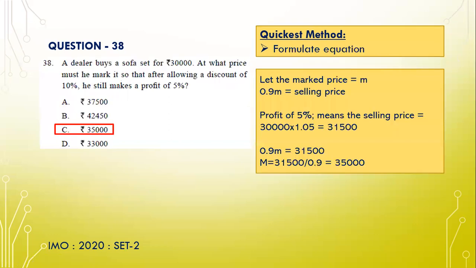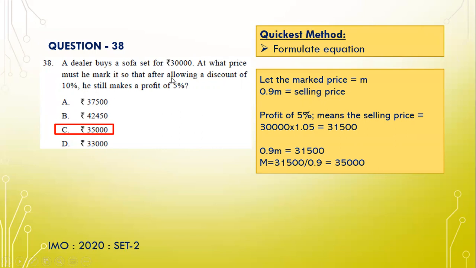A dealer buys a sofa set for 30,000 rupees. At what price must he mark it so that after allowing a discount of 10%, he still makes a profit of 5%? Okay, you have to formulate the equation. So let the mark price be M, isn't it? And he has to give a discount of 10%. So selling price will be 0.9 of M, because with a 10% discount, 0.9 of the mark price is what will remain.